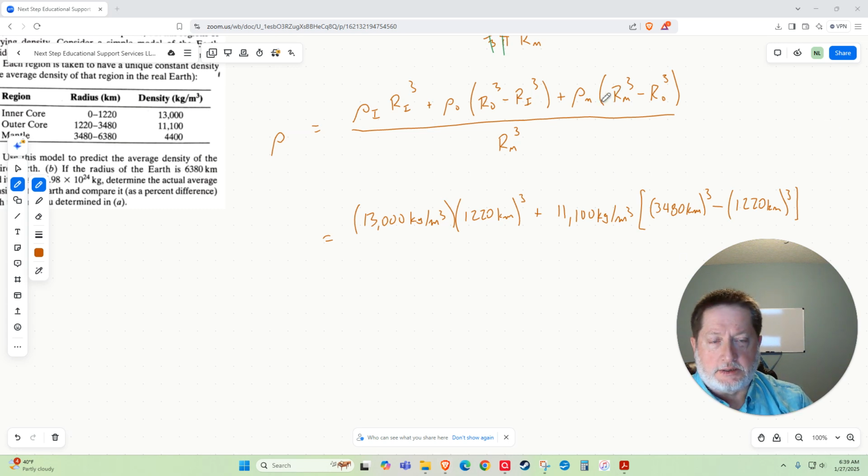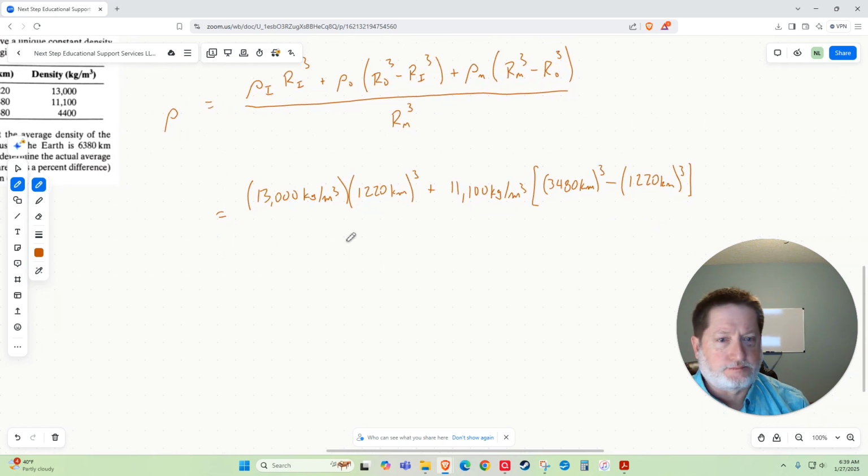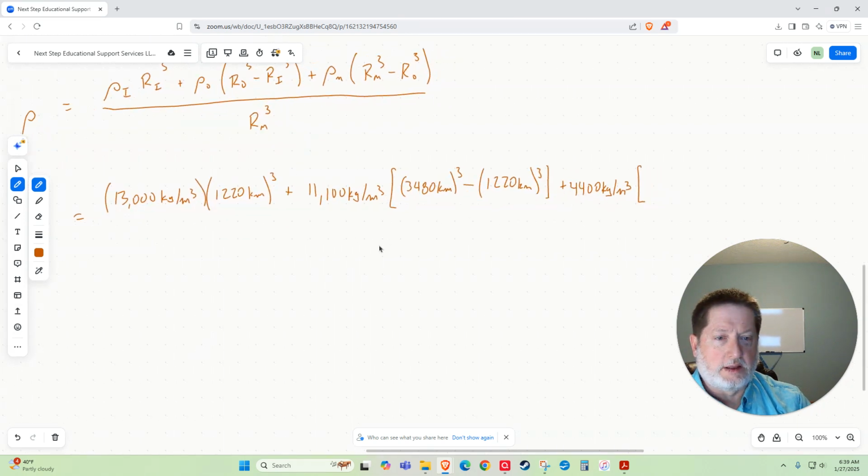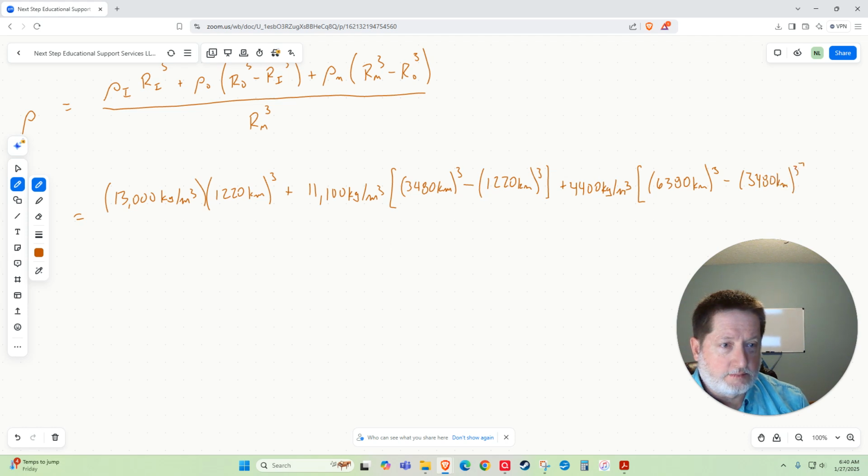And now for the last mass, we're going to use the density of the mantle, which is 4,400 kilograms per cubic meter. And again, we're going to take the difference of the cubes of the radiuses. So it's 6,380 kilometers cubed minus 3,480 kilometers cubed. That's a lot of numbers.